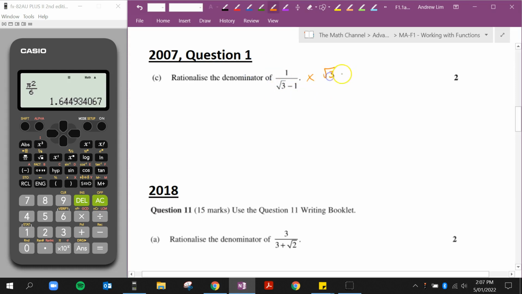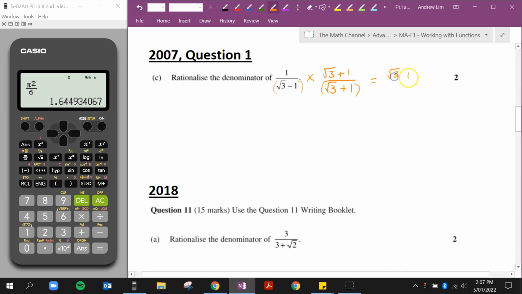So the conjugate will be root 3 plus 1 over root 3 plus 1, so we just changed that sign. We do that so that when we multiply these denominators, it'll give us a difference of 2 squares, and we won't have any surds in the denominators when we multiply them through.